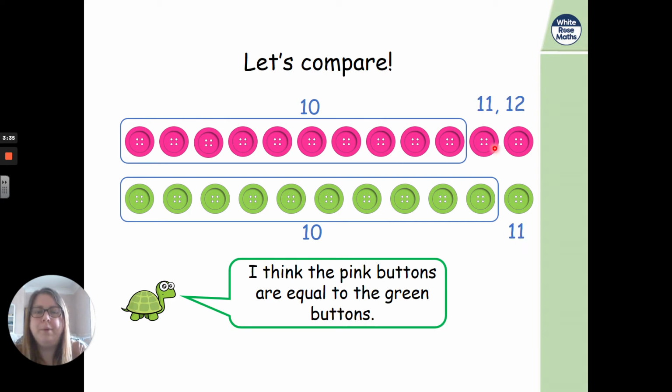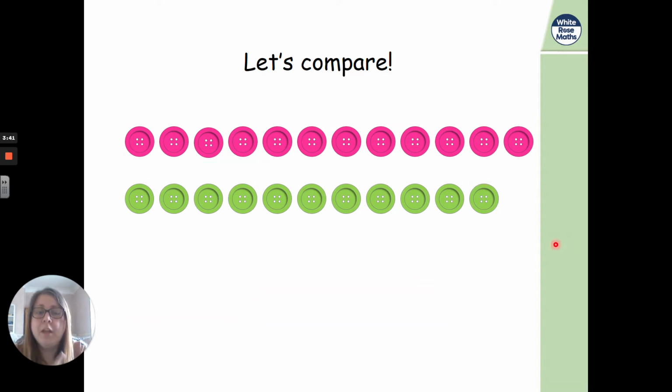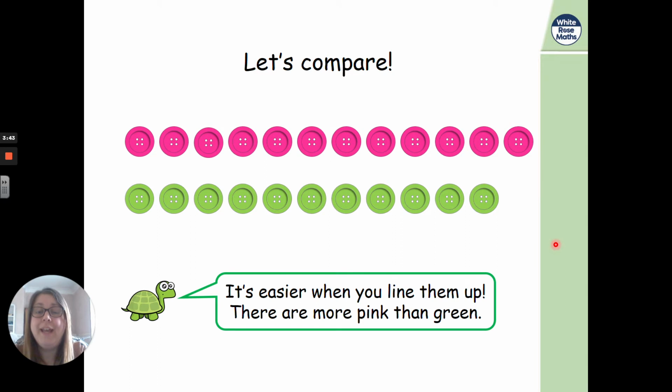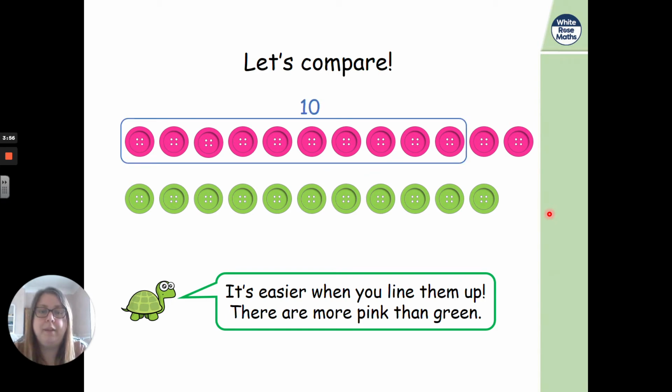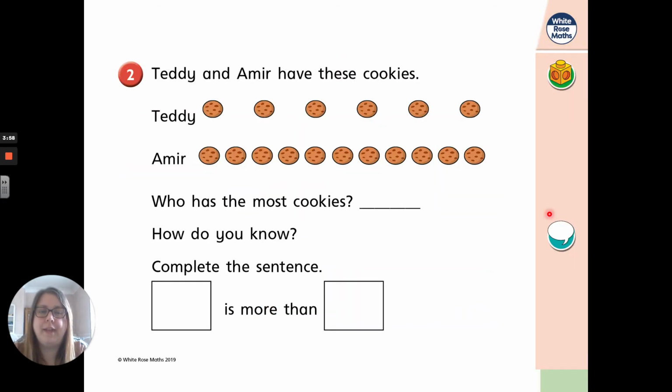So the pink buttons, there are 10, 11, 12, but the green, there are 10 and 1 more is 11. So Tiny has now decided it's easier when they line them up. He can now see, look, he's lined them up properly this time. And now he can see there are more pink than green. So well done if you spotted that as well. There we go, 10, and they're the same.